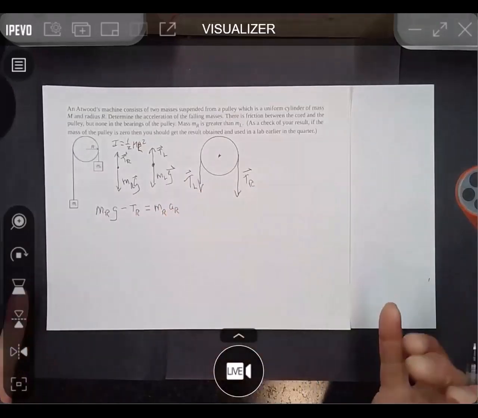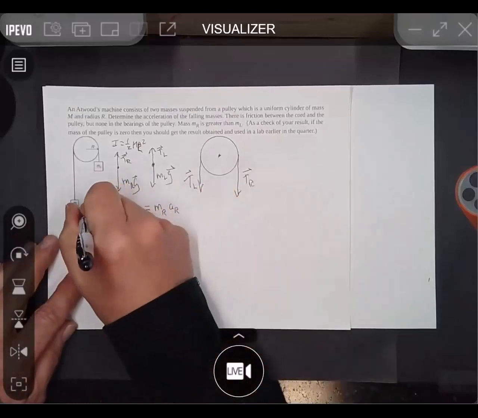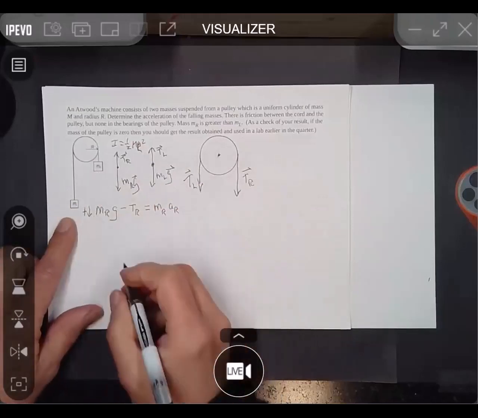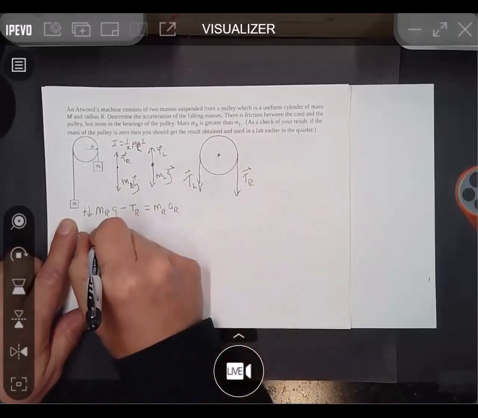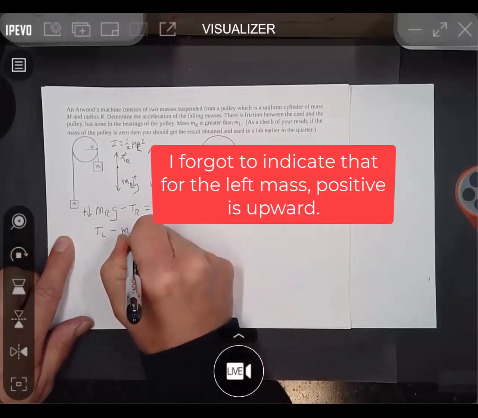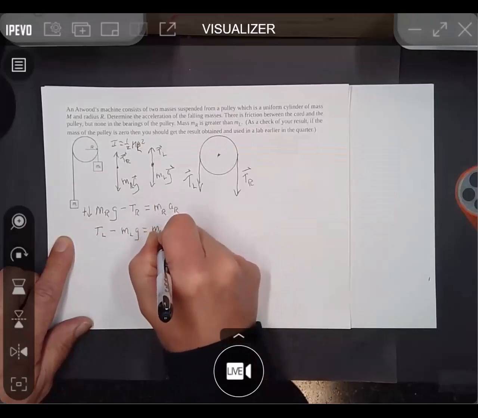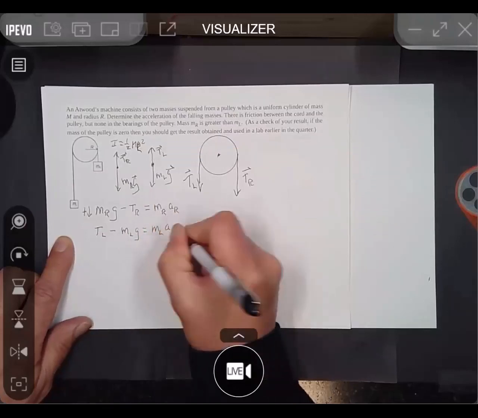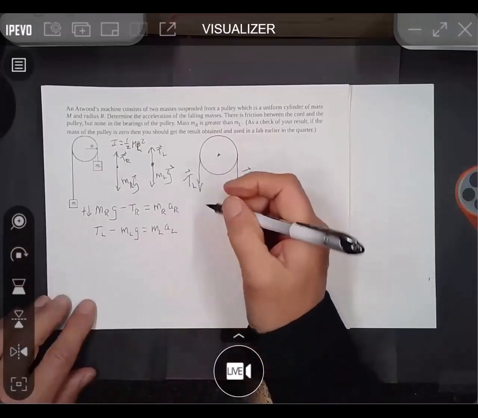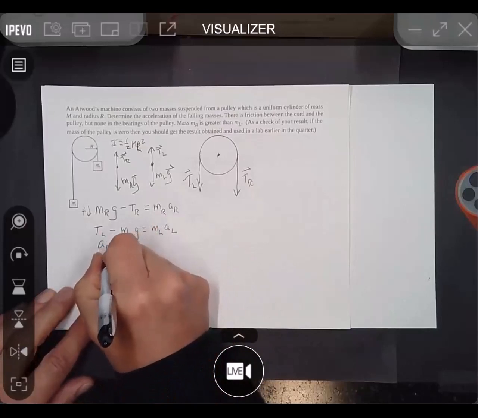Okay, I'll have the same accelerations for M sub L, but it's going to be upward. This is positive downward for that one. For the left mass, I'll have T sub L minus M sub L G is going to equal M sub L A sub L. And because they're connected by that cord, A sub R and A sub L are going to be equal. So I'll just make a note of that here.